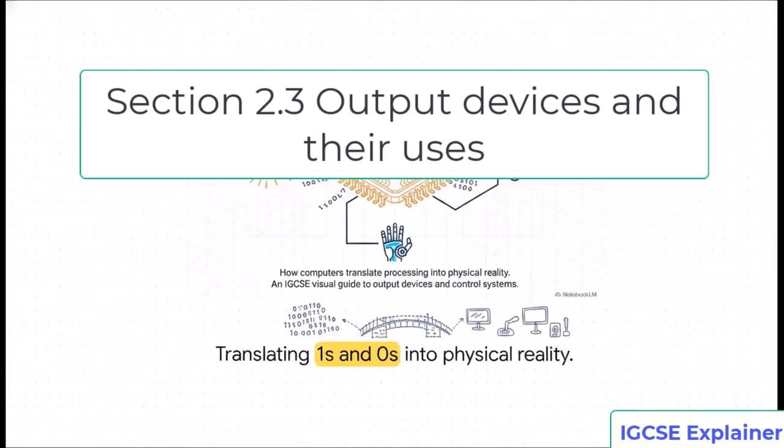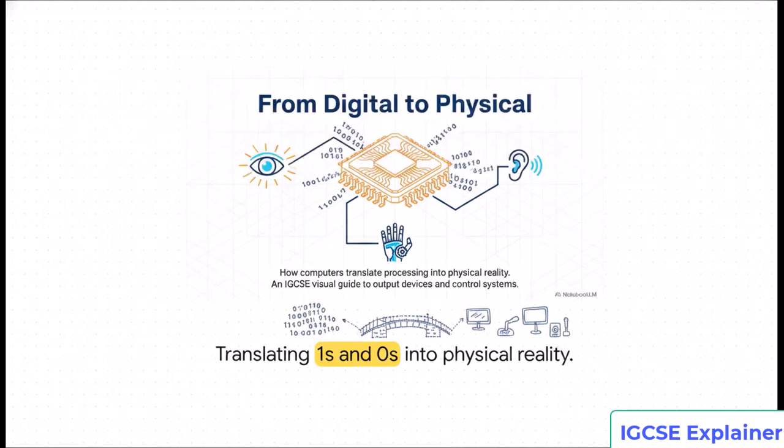Think about a computer processor for a second. It's this brilliant brain, right? But it's completely trapped in a world of pure digital data. So an output device acts as the ultimate translator. It bridges that massive digital divide, basically turning pure computation into something that our human eyes, ears, and hands can actually experience and use out here in the real world.